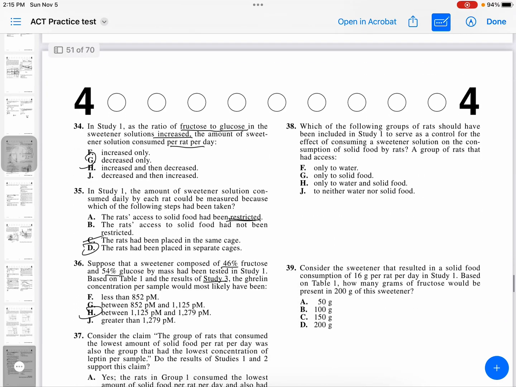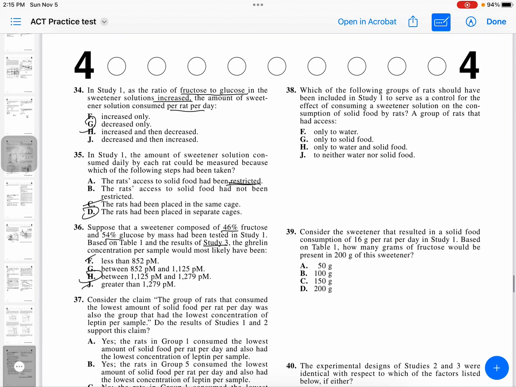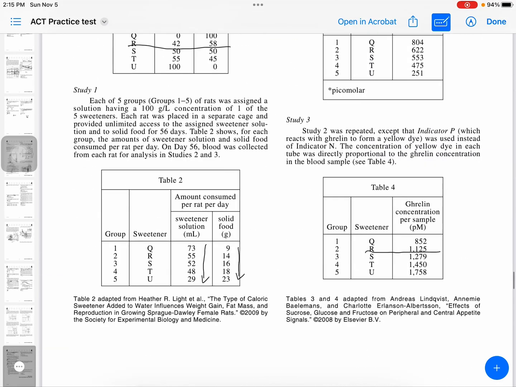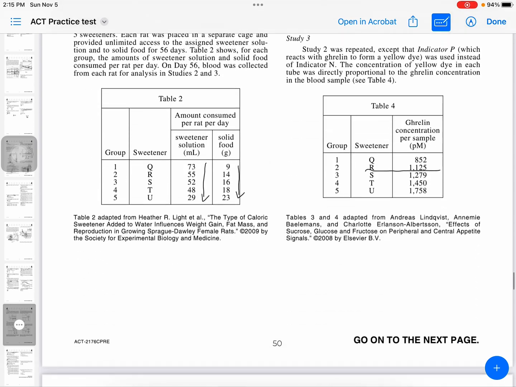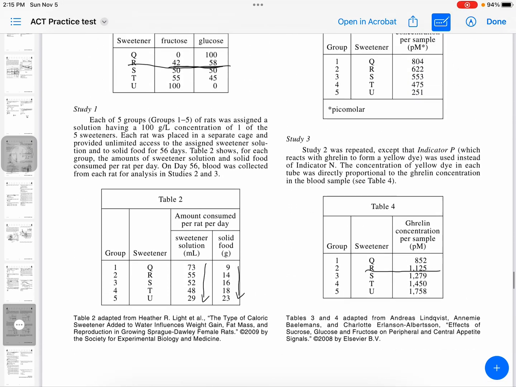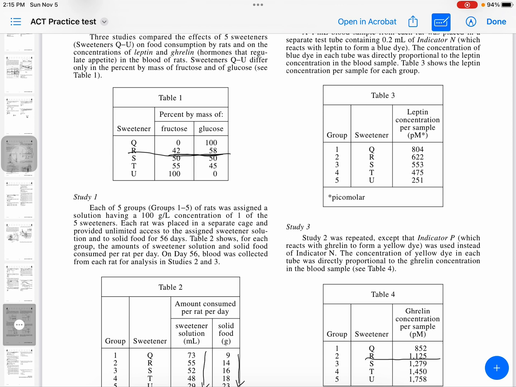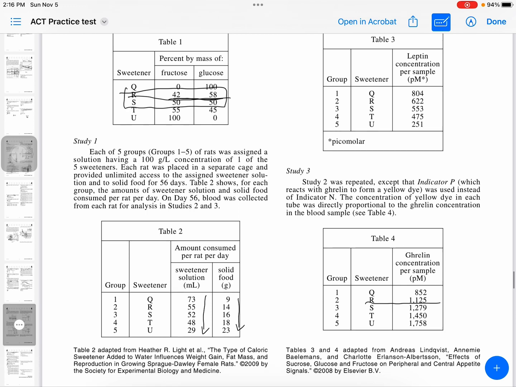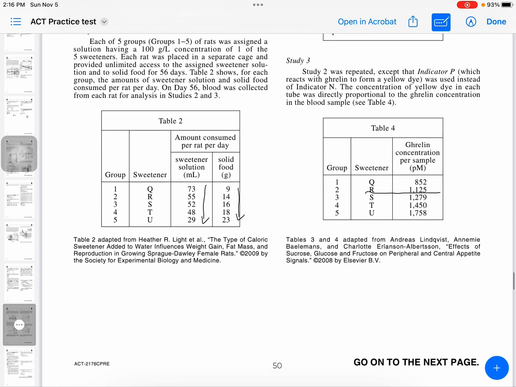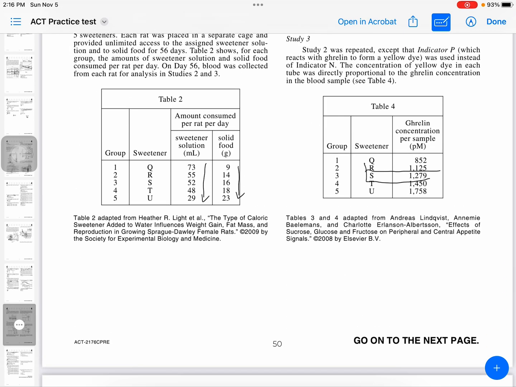Because it's either G or H, but since we see here 4258 is actually slightly less fructose and slightly more glucose than we're looking for, it's going to be between R and S. It's going to be slightly more than R, slightly less than S for fructose. Sorry, slightly less than R, slightly more than S for glucose, which would put us between R and S here.